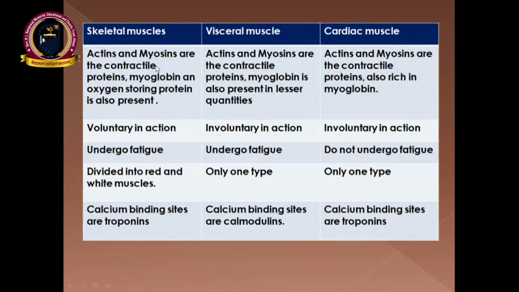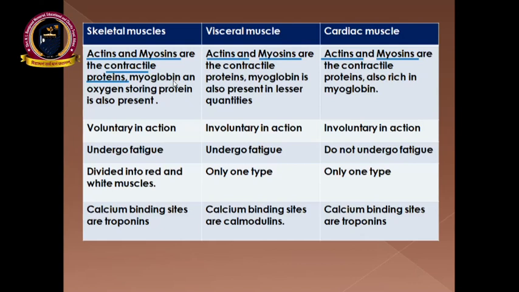Now skeletal muscles have actin and myosin as the contractile proteins. Of course, the same proteins you find even in the visceral muscles and cardiac muscles.